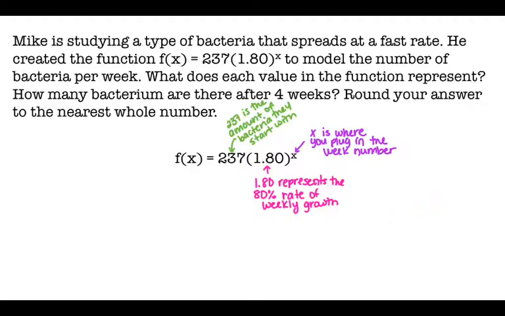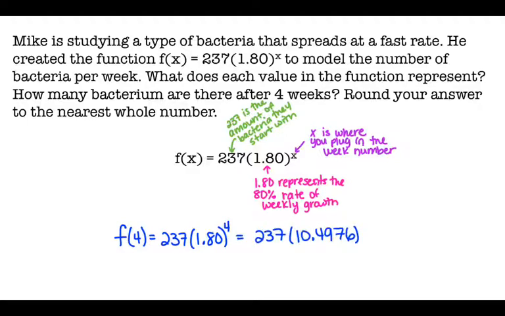And then x is always going to be time. So x is going to be the number of weeks, and that's because the problem says that they're checking it every week. So then we have to do the second part of the question, which is plugging in that 4. So order of operations tells us we have to do the exponent before we multiply. So 1.80 to the 4th power. And then keep that on your calculator and times it by 237.